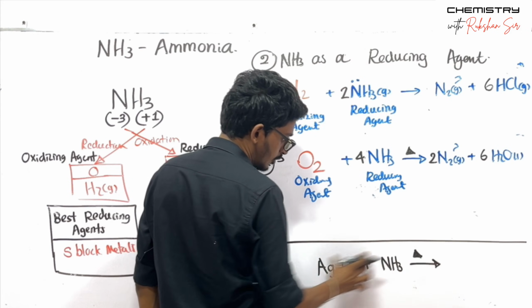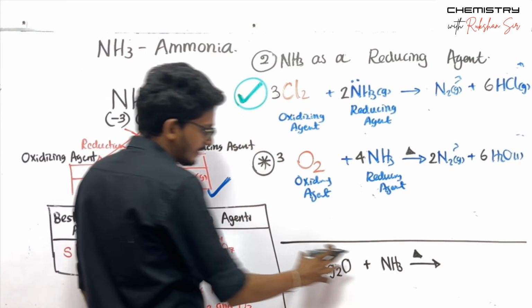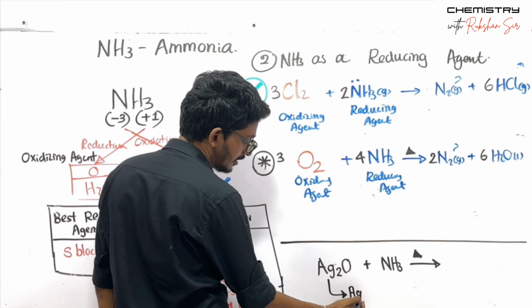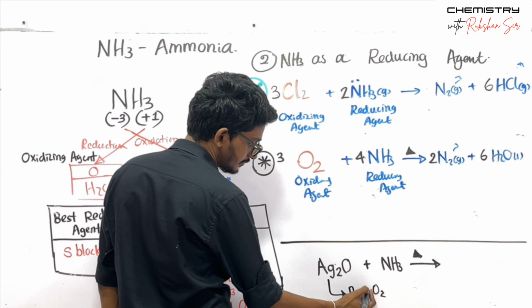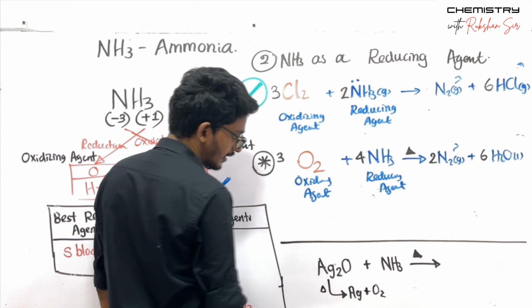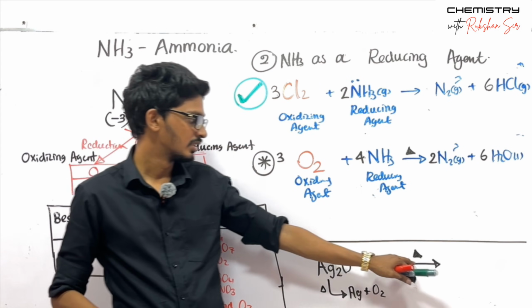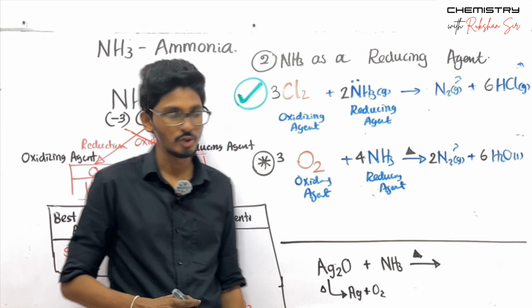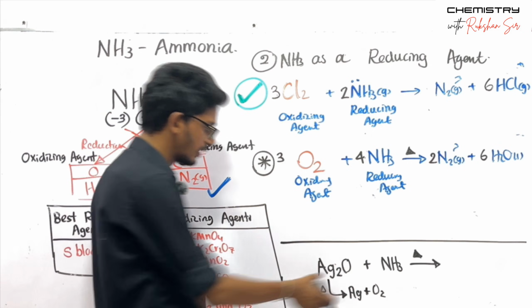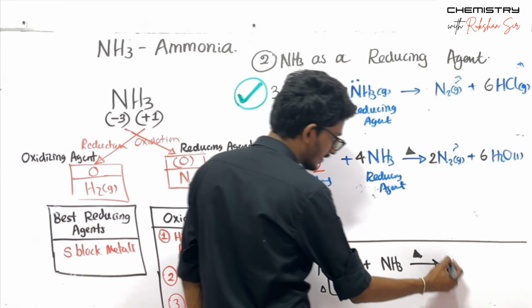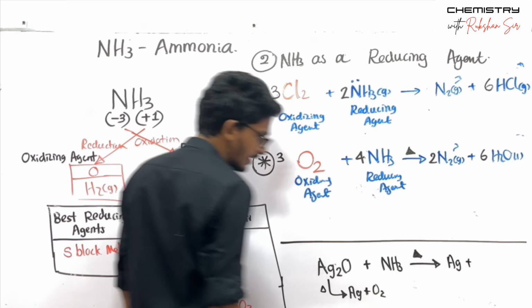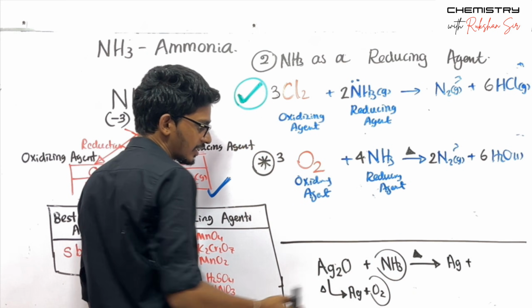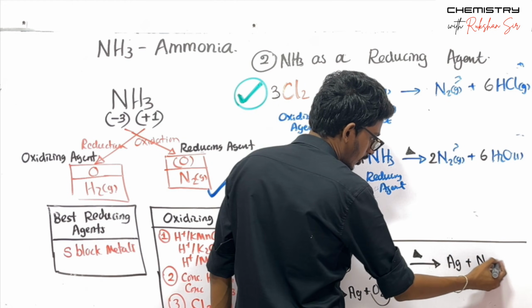What will happen if you heat the silver oxide? When heating, silver oxide will decompose to silver plus O2. So then tell me what is the reaction? Silver will be released, and O2 and NH3 will react like this to form N2 and hydrate of oxygen.